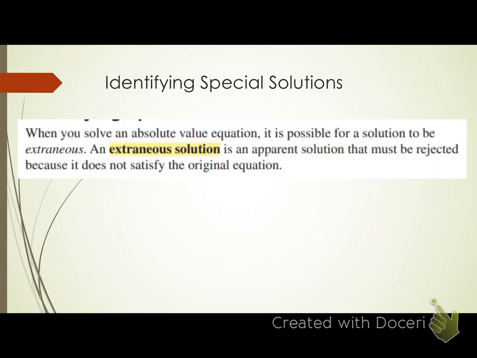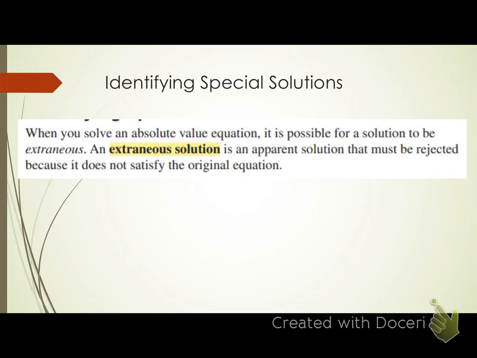All right. With our equations yesterday and the day before, we had what we called special solutions, right? There was no solution or infinitely many solutions. Here, with our absolute value equations, when you solve an absolute value equation, it is possible for a solution to be what we call extraneous. An extraneous solution is an apparent solution that must be rejected because it does not satisfy the original equation.